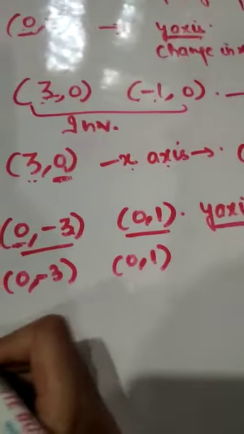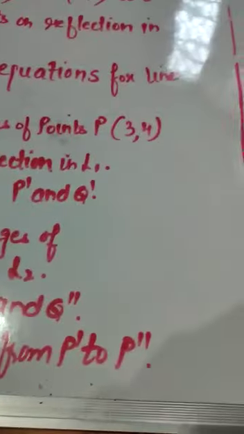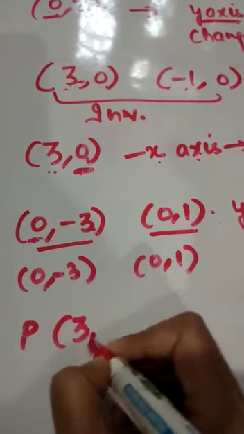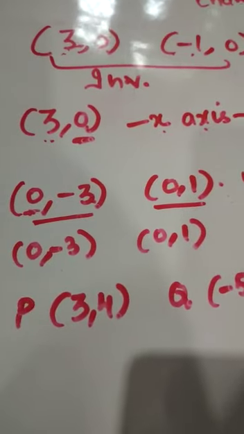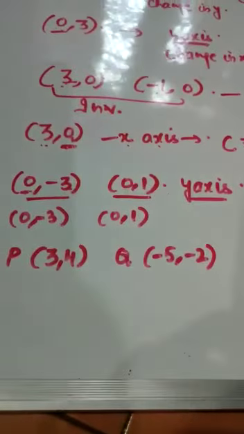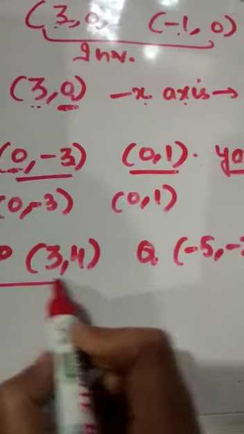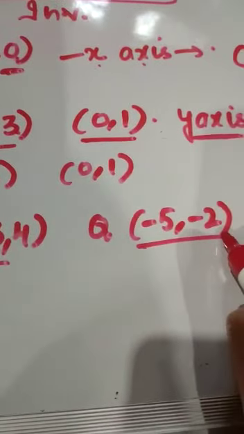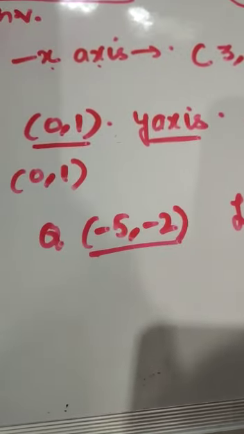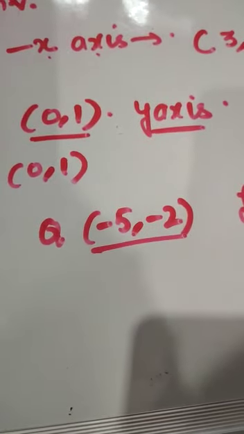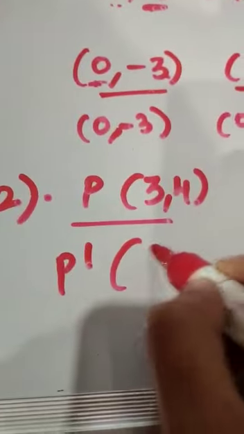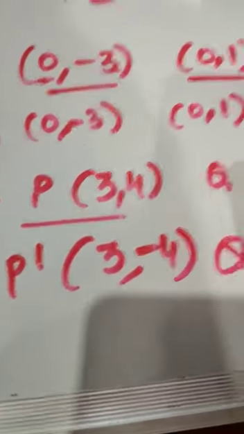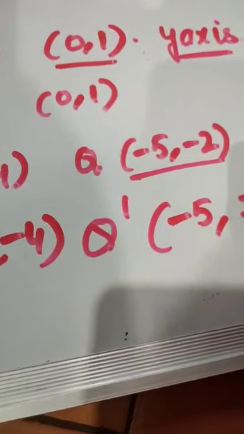Now in the second part they have told us to write down the image of points P 3, 4 and Q minus 5, minus 2 in the line L1, and L1 was the x-axis. So x-axis means change in y, so it will become 3 and minus 4, and Q will become minus 5 and 2.